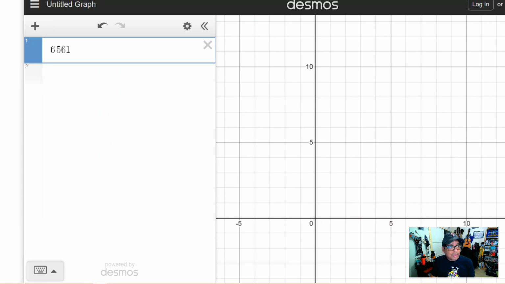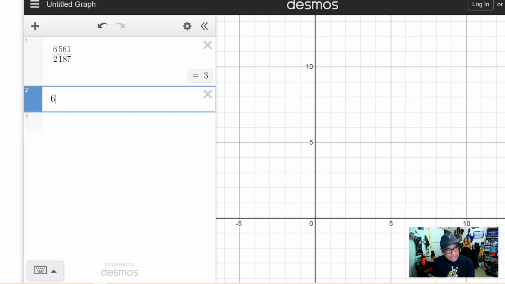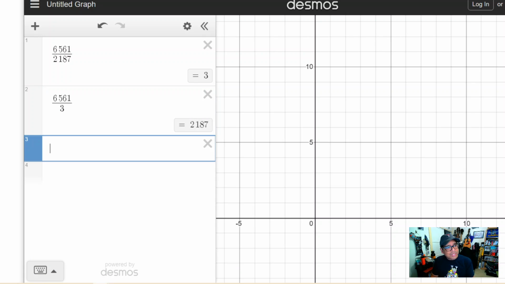and divide those numbers. So if you divide any two consecutive numbers, the first number divided by the second number in particular, you're going to get that ratio. So it looks as though we're dividing everything by 3. So let's check it out. What is 6,561 divided by 3? Oh yeah, that's the next number in the sequence.